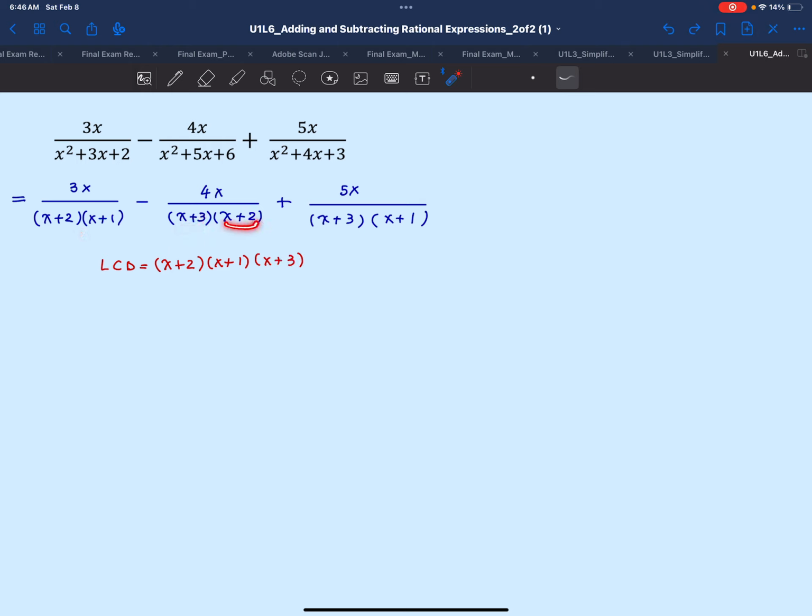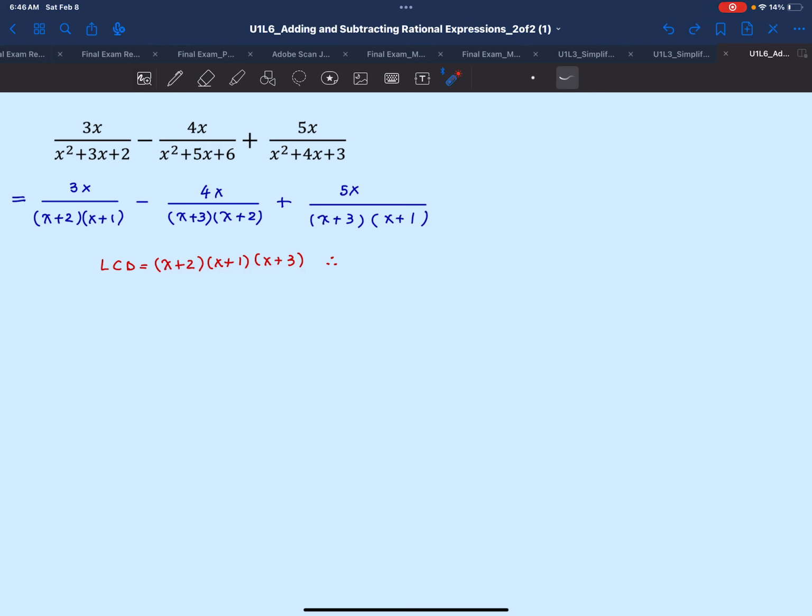X plus 2 is a factor that we had in the previous denominator, so we don't have to list it again. X plus 3 is a factor that we've already listed from the second denominator. And so is x plus 1, a factor that we have had from the previous denominator. So that would be our lowest common denominator.